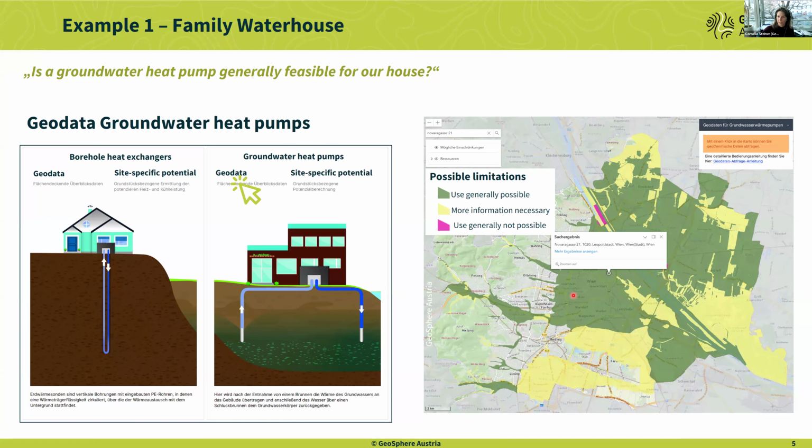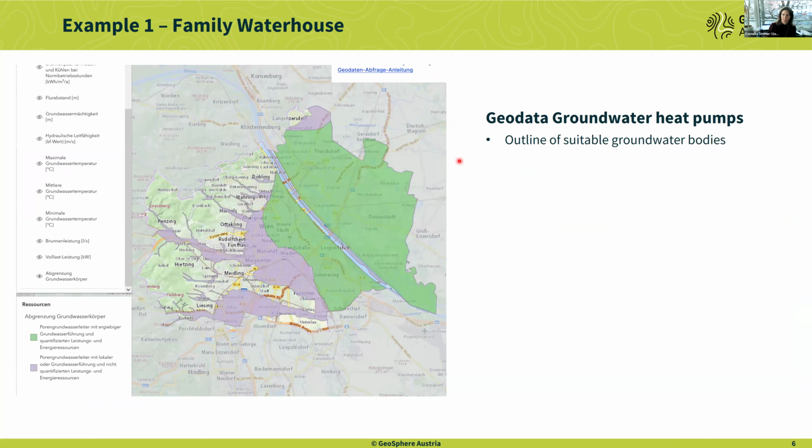All right, so that's the first start, and then we can go further into the different resource layers in this map viewer. So let's get started with the outline of the suitable groundwater bodies. You now already know that the majority here in the eastern part is covered by a very productive groundwater body, and to the west we have groundwater bodies with local or lower groundwater availability. And in this area, we could also not quantify the energy resources because the data was not available.